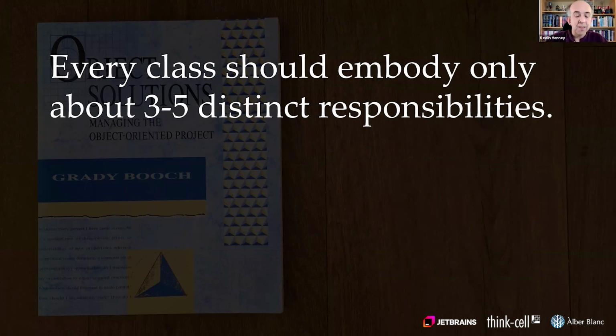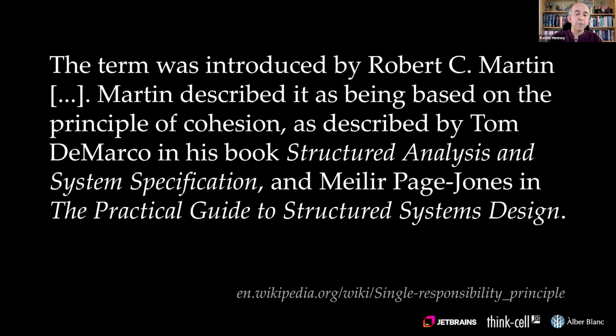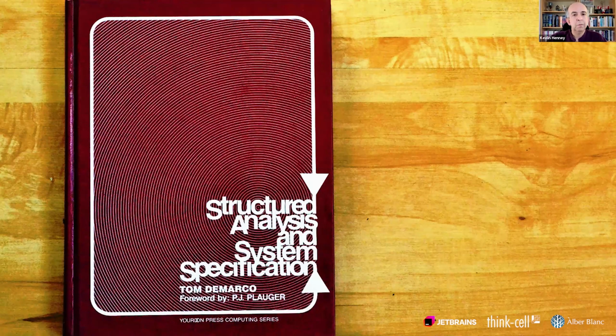So we have this thing here. The point there is that we dig through the history. The term was introduced by Robert C. Martin. Yeah, this one's recorded quite well on Wikipedia. Martin described it as being based on the principle of cohesion, as described by Tom DeMarco in his book Structured Analysis and System Specification, and Meilir Page-Jones in the Practical Guide to Structured System Design. Now, I happen to have the first book. Beautiful example of a 1970s publication. Mid-1970s, I'm trying to think, 75, 76, thereabouts.